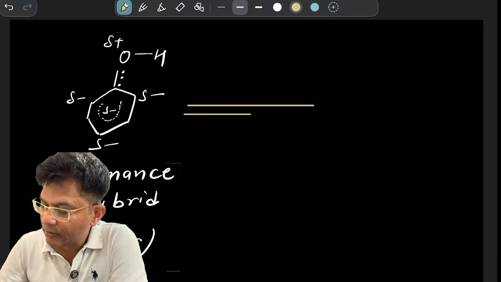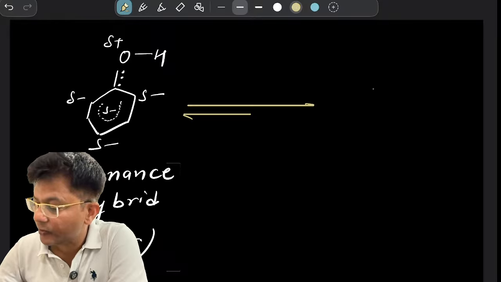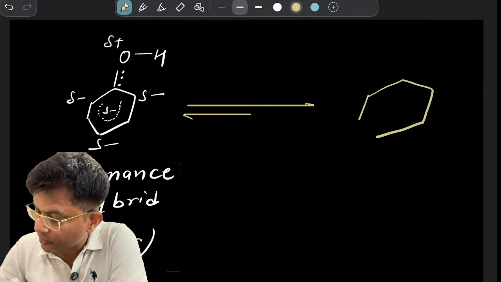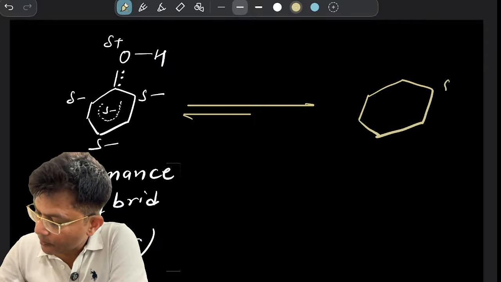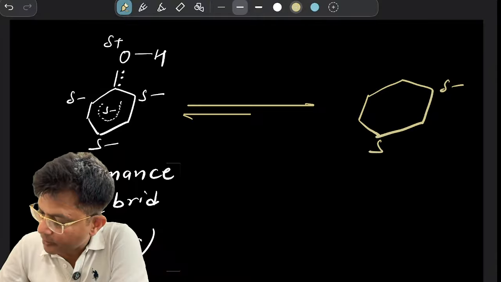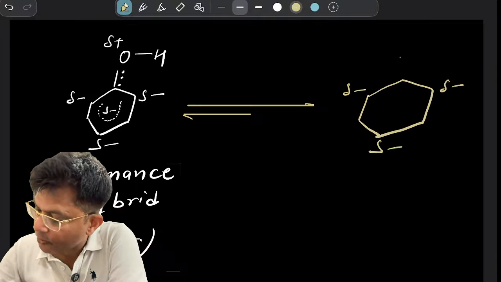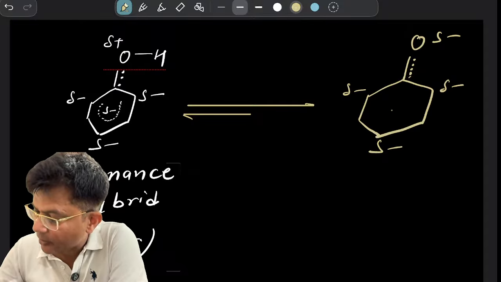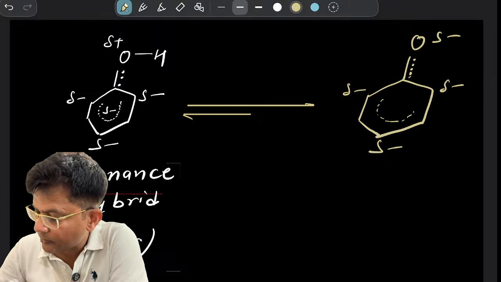resonating structures. These are the resonating structures. Equilibrium is more towards phenoxide, and let me draw phenoxide's true structure. Just see, partial negative at ortho, partial negative at para, partial negative at ortho, and this oxygen is having a partial negative charge, and it's like this.